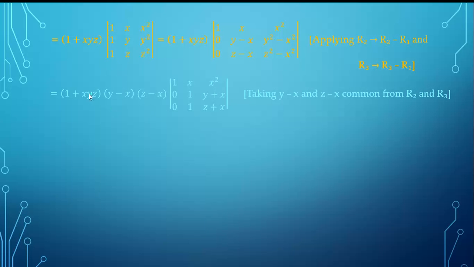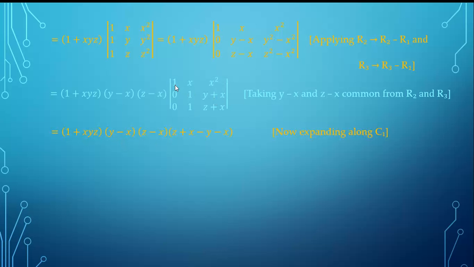Now here we have this 1 plus xyz. Now take y minus x common here and z minus x common here, so it becomes y plus x, z plus x. Actually in the last example also, that is plus, not minus there. Sorry, in the last example that will be plus here. Okay, so now 1 plus xyz.